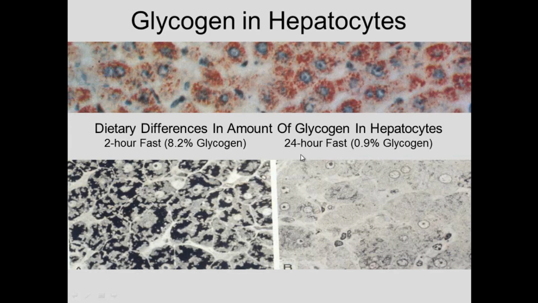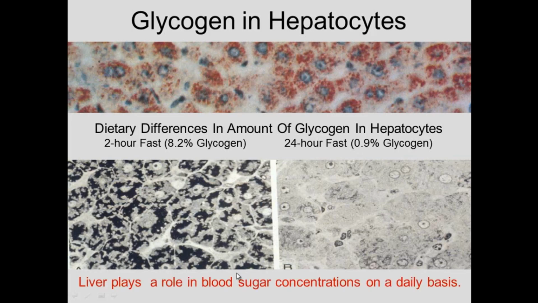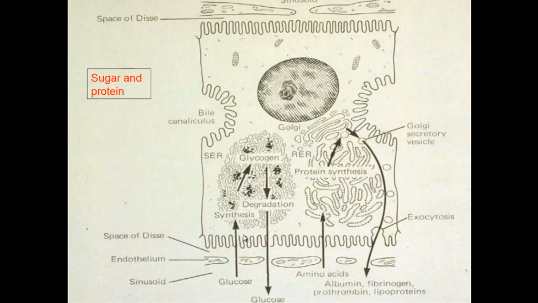However, after a 24-hour fast, the glycogen has been depleted mostly. And so this illustrates that the liver plays a role in the blood sugar concentration on a daily basis. If you don't have sugar intake from the digestive tract, it can make up for that temporarily during the day's time.